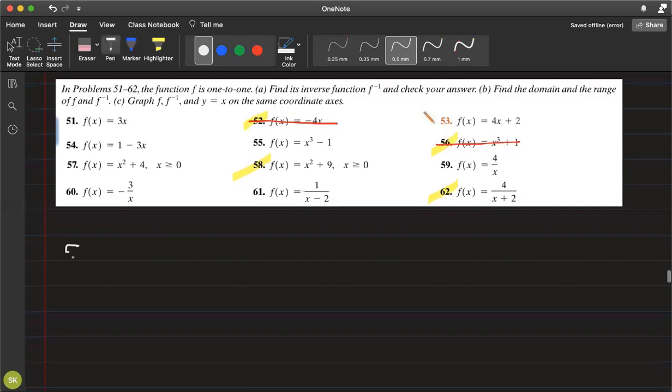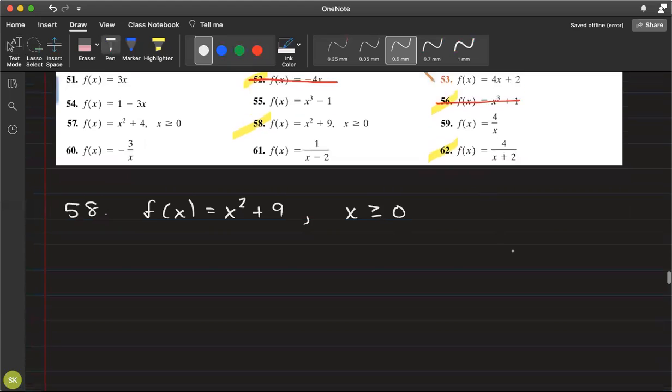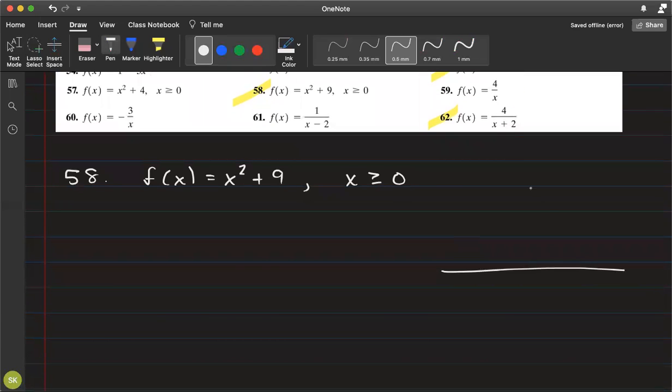So for problem 58, we have that f of x is equal to x squared plus 9, and we're restricting the domain to x greater than or equal to 0. And the reason for that is if we graph this function, x squared plus 9, well, x squared is a parabola, and we shift it up 9 units. So let's say this is about 9. So it's going to look something like this.